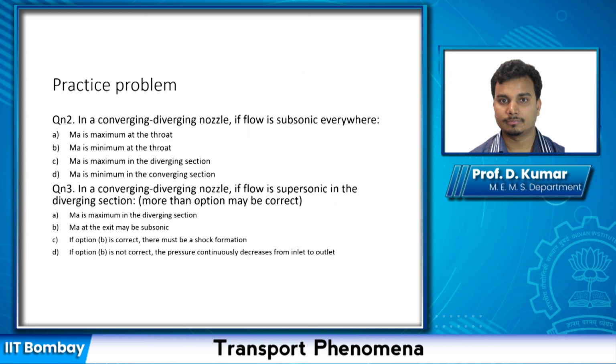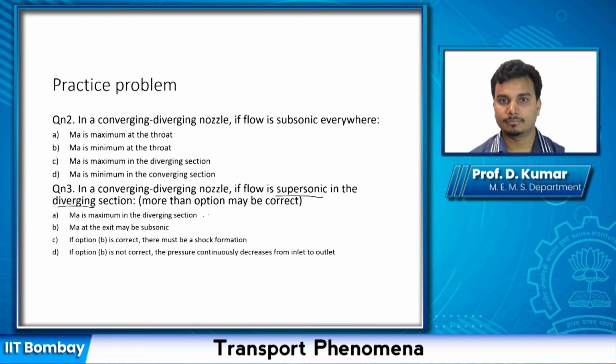Okay. So with that, let us do some practice problems. In a CD nozzle, if flow is subsonic everywhere, then what can you say? Mach is maximum at the throat, Mach is minimum at the throat, Mach is maximum in the diverging section, or Mach is minimum in the converging section. And then the last question: in a similar nozzle, if you have a supersonic flow in the diverging section, of course you cannot have supersonic flow in the converging section. So what can you say?